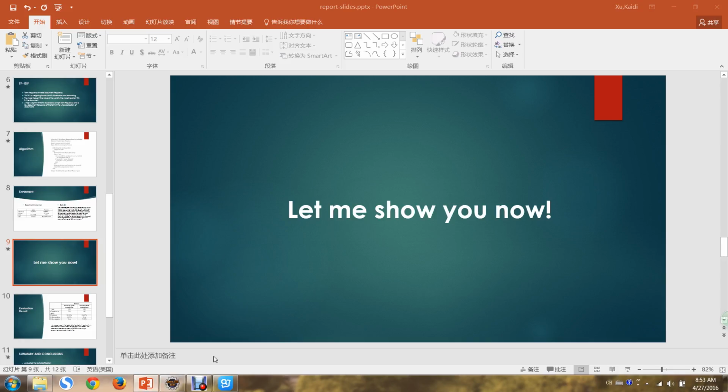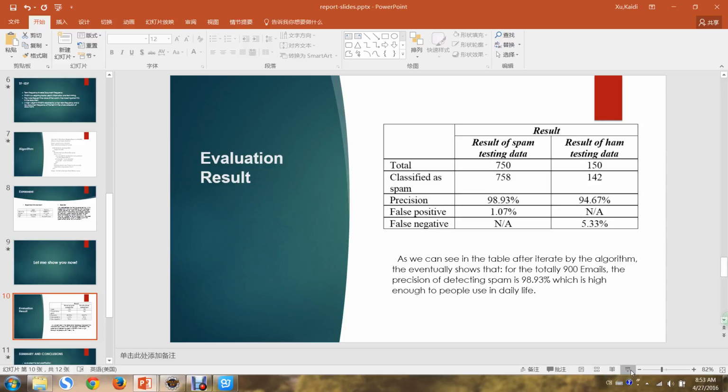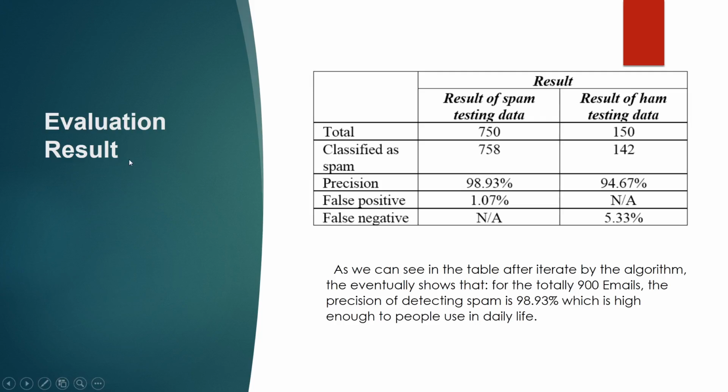So we can see here the result is very good. After iterating through the algorithm, it eventually shows that for the total of 900 emails, the precision of detecting spam is up to 99%, which is high enough for people to use in daily life.